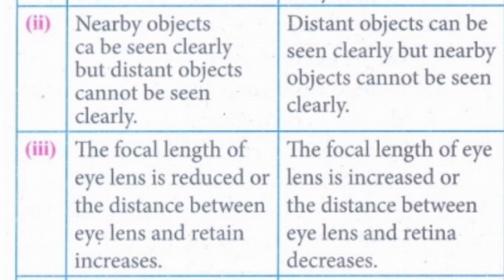In this one, second point, nearby objects can be seen clearly, but distant objects cannot be seen clearly. In this side, distant objects can be seen clearly, but nearby objects cannot be seen clearly. Third point, the focal length of the eye lens is reduced or the distance between eye lens and retina increases. Then this side, the focal length of eye lens is increased or the distance between eye lens and retina decreases.